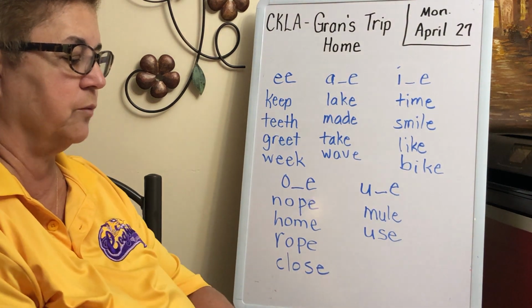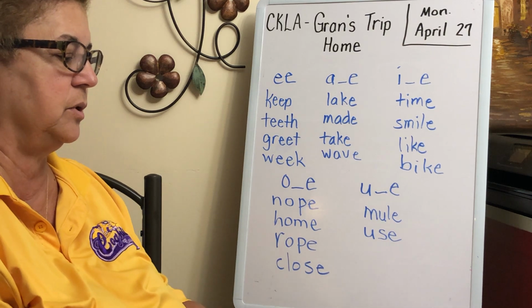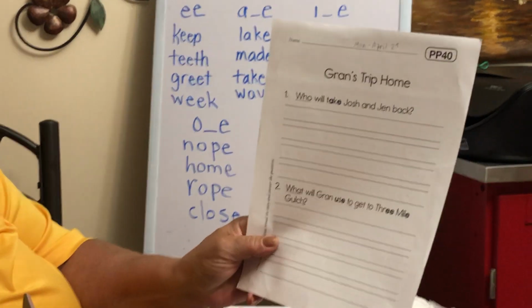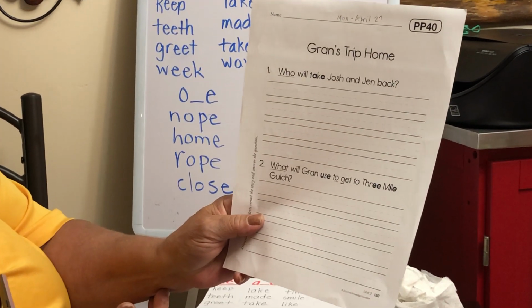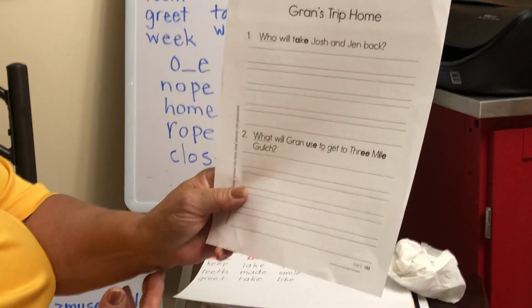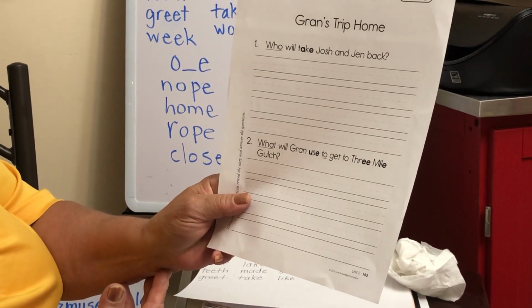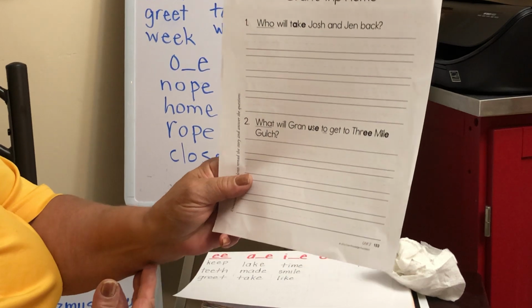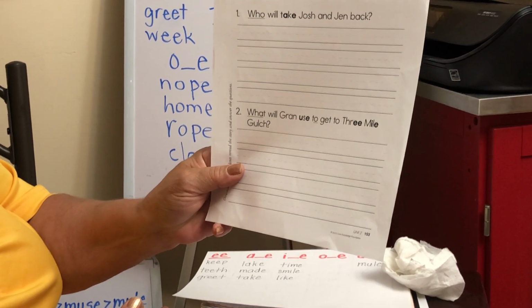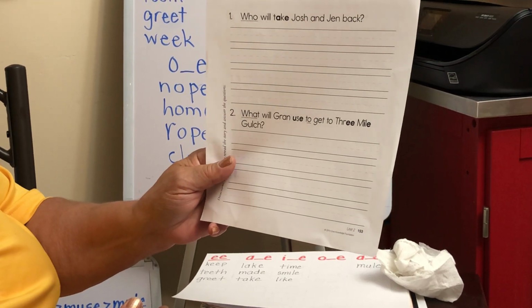Okay, so you have one sheet this afternoon to do for Gran's trip home. Number 1 says, who will take Josh and Jen back? And you want to write your answer in a complete sentence, remember, in capital letters and the punctuation at the end. And number 2 says, what will Gran use to get to 3 Mile Gulch? And you will write a complete sentence with that also.